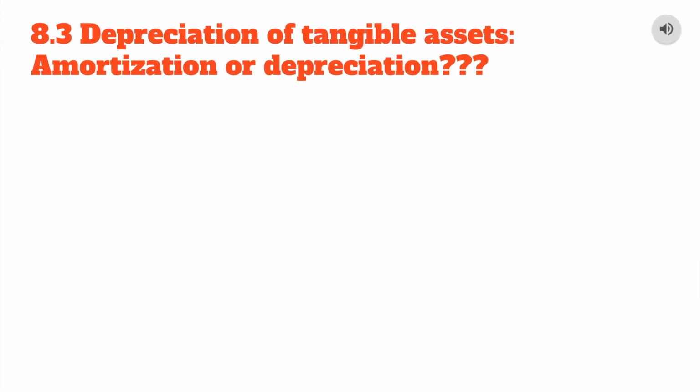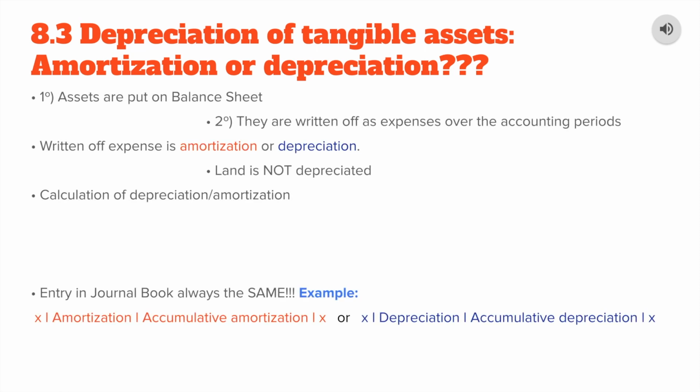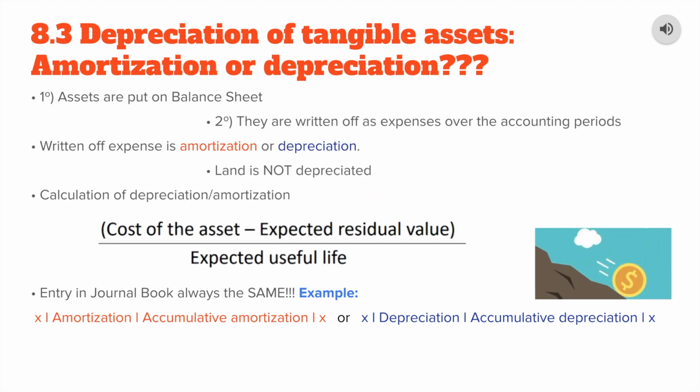So here we're going to see what amortization or depreciation is about. The assets are put on the balance sheet and then written off as expenses over the accounting periods in which they are used to generate revenue. The written off expense is called amortization or depreciation. Land is not depreciated, neither are assets under construction.